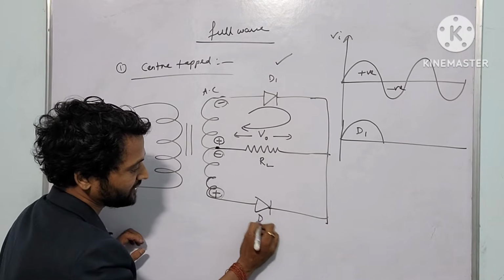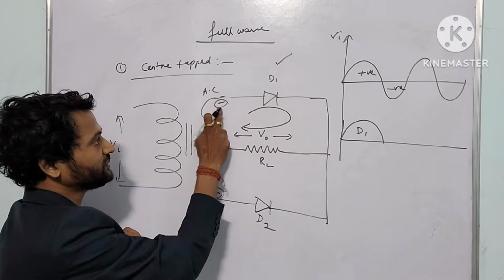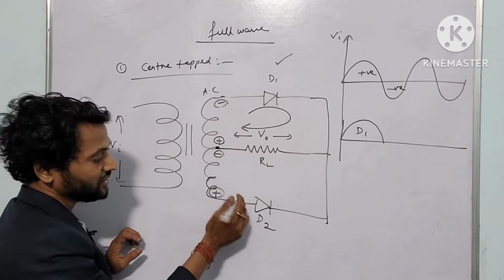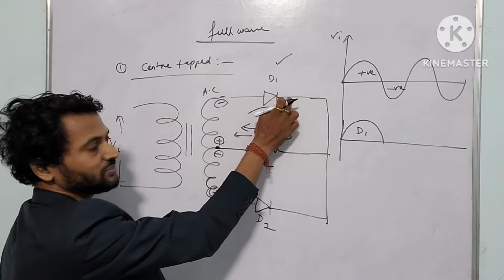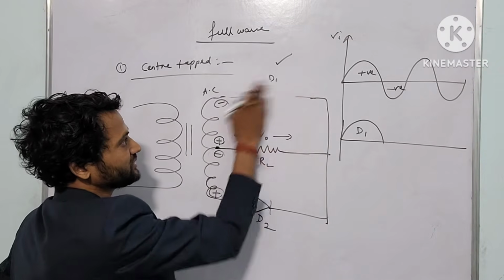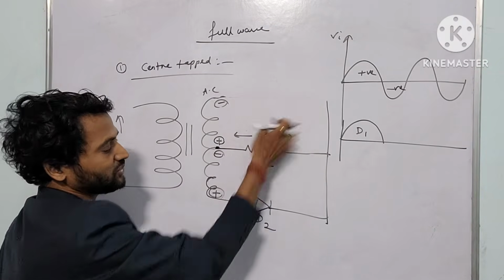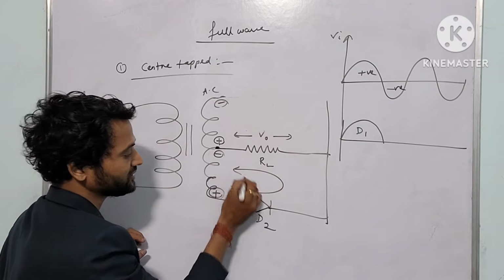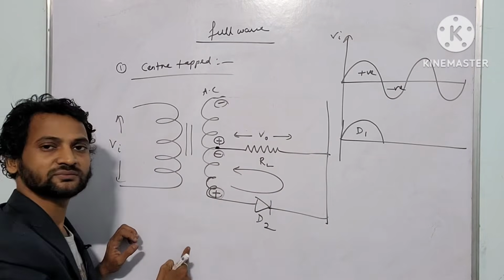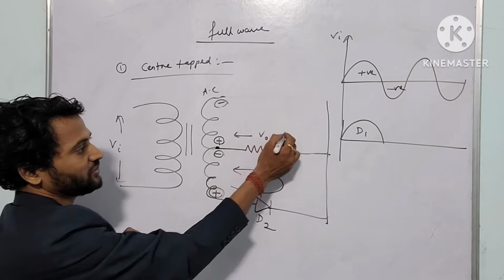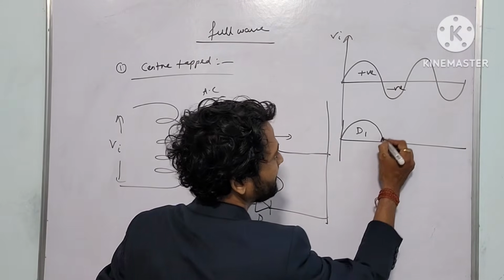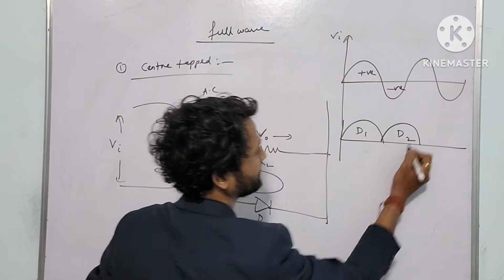So now the positive terminal is connected to D2 and the negative terminal is connected to D1. So D2 will be forward bias and D1 will be reverse bias. If it is reverse bias, it will be open, right? No current will flow through it. So current will flow through this diode to the load resistance. So here voltage drop will be V. So we will be getting the same nature, right?